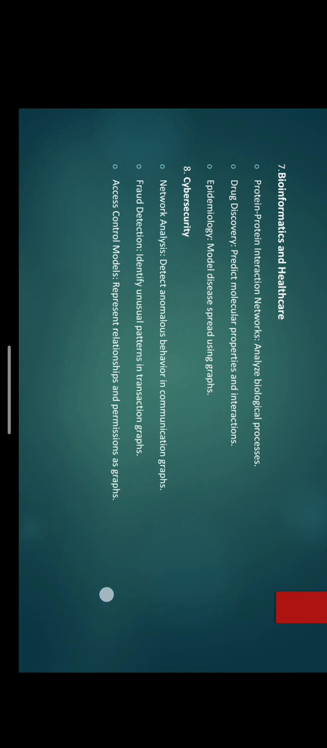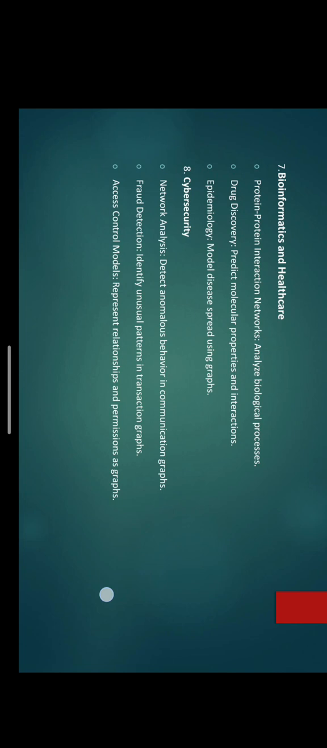Bioinformatics and healthcare. Protein-protein interaction networks analyze biological processes. Drug discovery: predict molecular properties and interactions. Epidemiology: model disease spread using graphs.